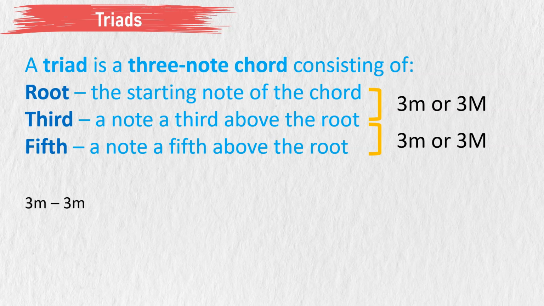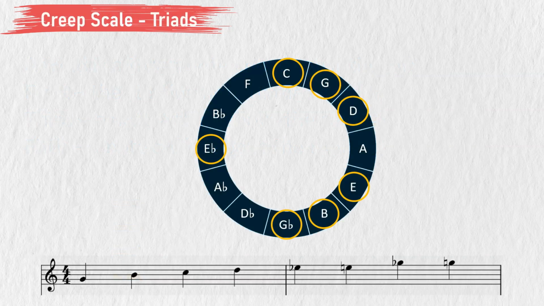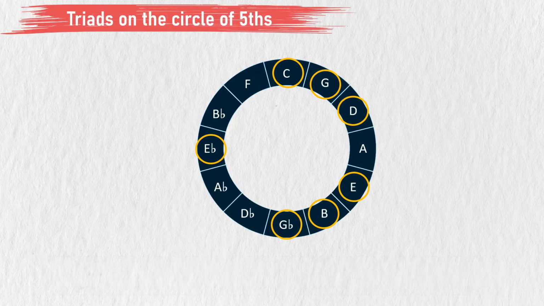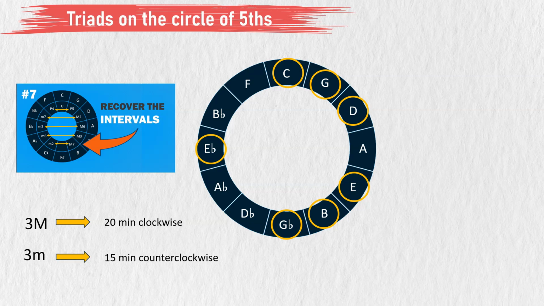So, 3rd minor, 3rd minor, we get a diminished chord. 3rd minor, 3rd major, we get a minor chord. 3rd major, 3rd minor, we get a major chord. 3rd major, 3rd major, we get an augmented chord. So, how can we get triads? In this case, it's not so easy, but looking at the circle of fifths, the process is not too difficult. In my video number 7 about the circle of fifths, I explained that in order to get a 3rd major interval, you have to move 20 minutes clockwise, and to get a 3rd minor interval, you have to move 15 minutes counterclockwise.